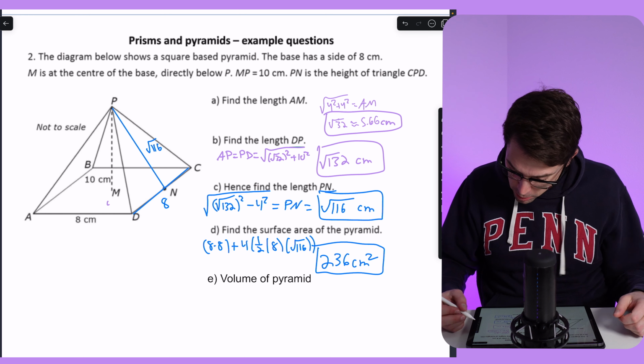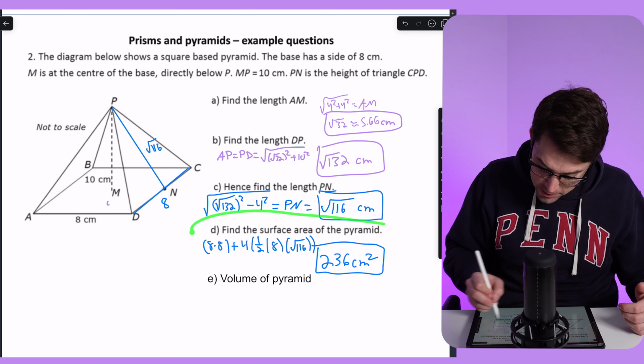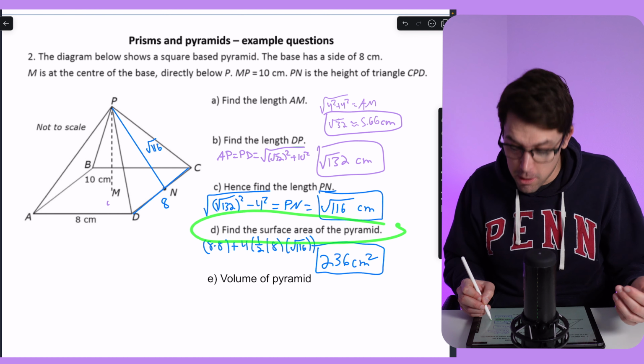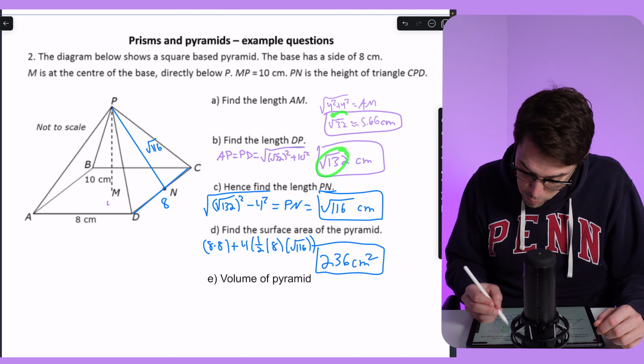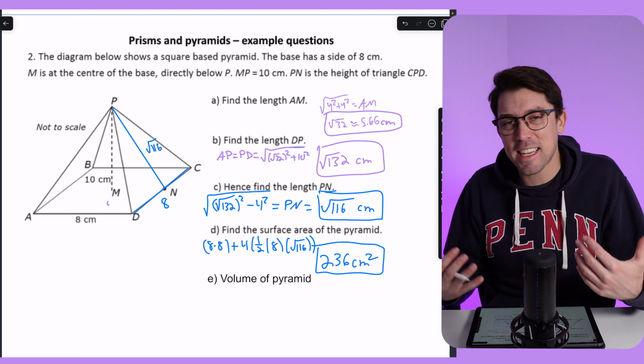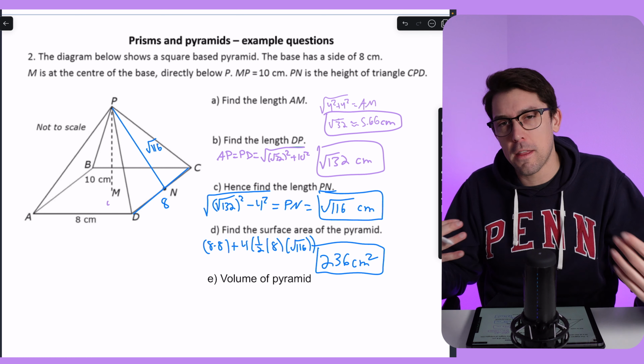Okay. So again, knowing that I was going to use this for the surface area, it's best if I keep the root in the answer, because that'll give me the exact answer. It's a lot easier to put into the calculator.